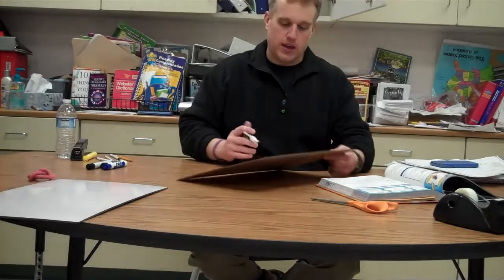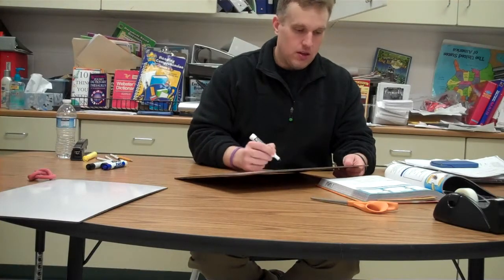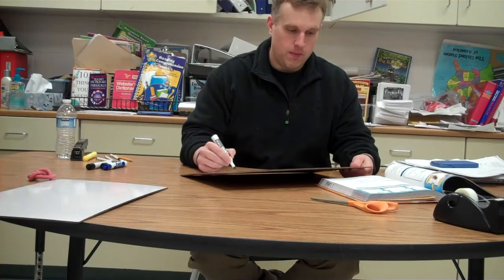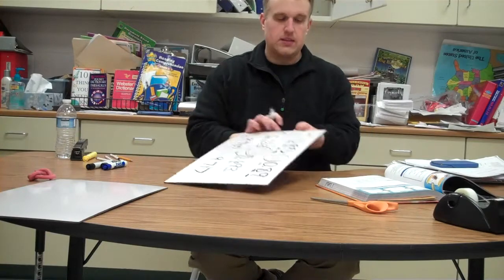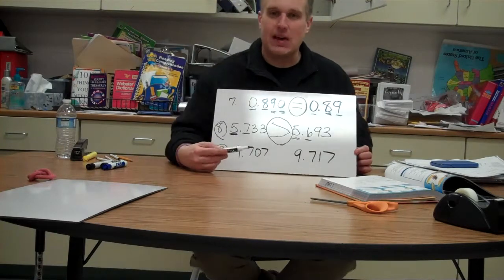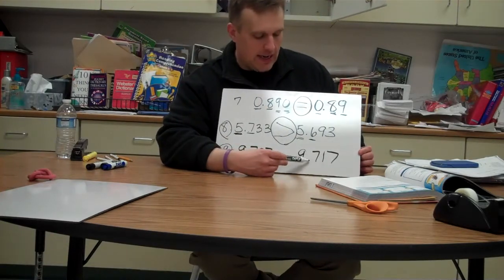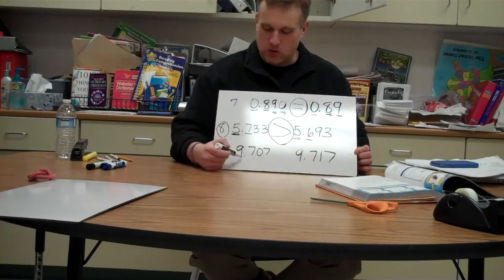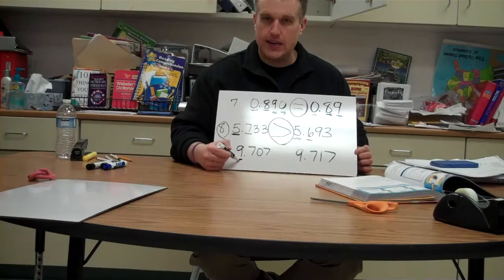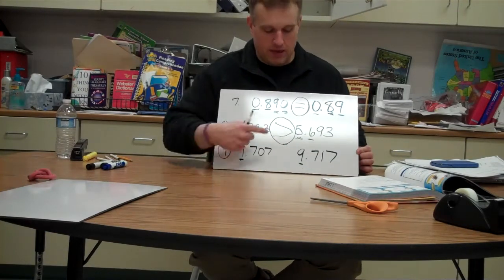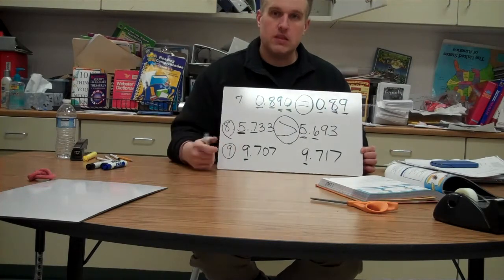Okay, let's do one more together. Again, all you're doing is just comparing numbers. Okay, this is number 9. I have 9 and 707 thousandths, and I have 9 and 717 thousandths. So again, I'm going to start with my whole number here. I have a 9 here. Go over here. I have a 9 for my whole number to the left of my decimal in that number. Okay, so that tells me I need to go to the tenths place.